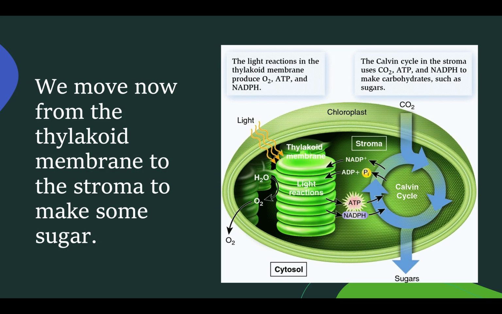To orient ourselves physically, we were in the thylakoid membrane and a little bit in that lumen with the concentration gradient. We now move out into the stroma. Remember, this is the fluid that surrounds those grana of thylakoids within the chloroplast.